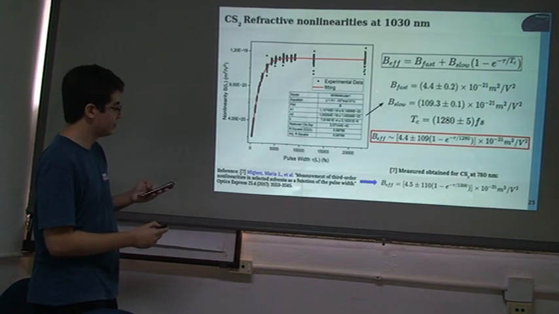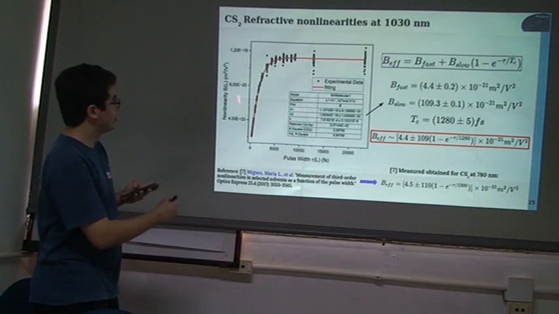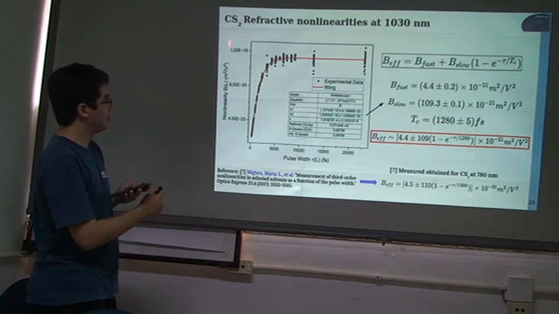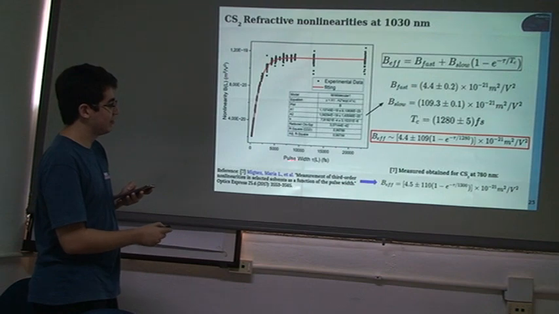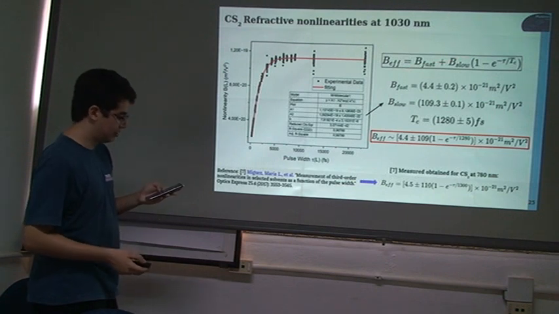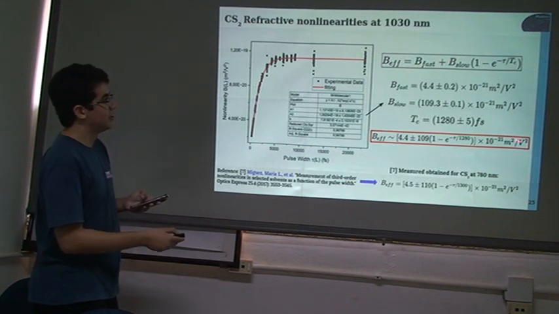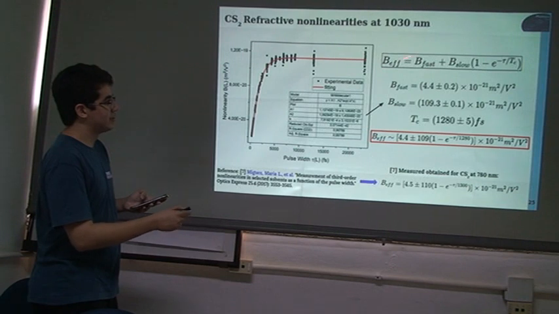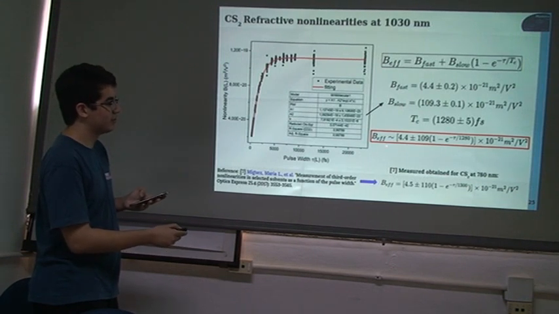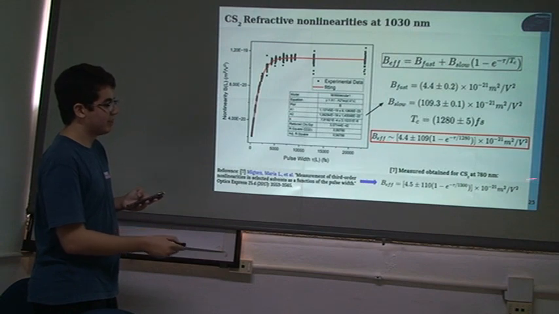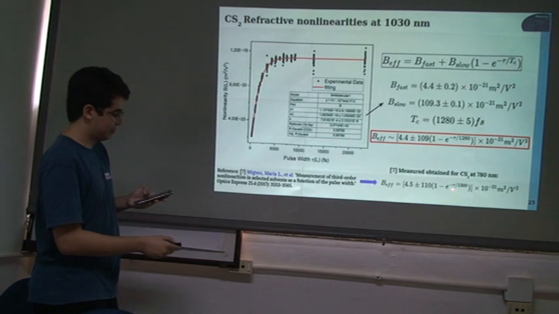So that's our result. You see the nonlinearity B value as a function of propagation versus the pulse width, also as a function of propagation. We use the fitting proposed by our latest work. We can see that we achieve values of B fast, B slow, and characteristic time. We achieve these results for B effective. And comparing to the literature, we see that we have consistent values.